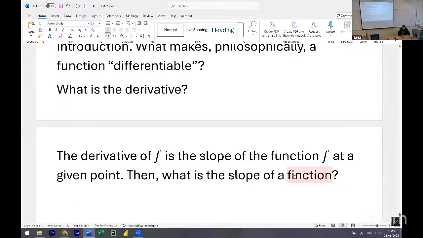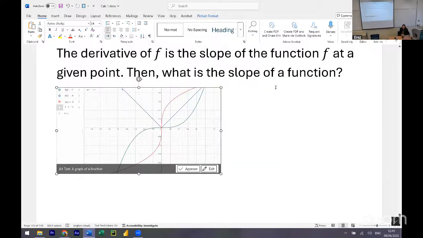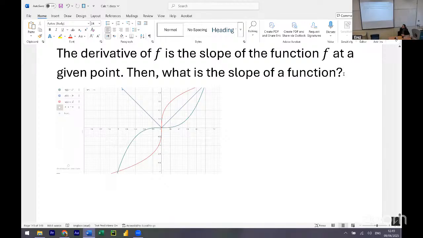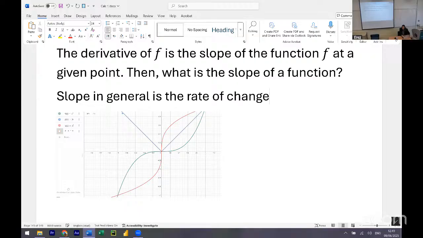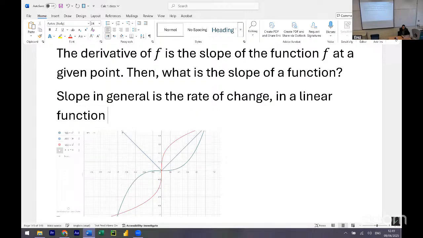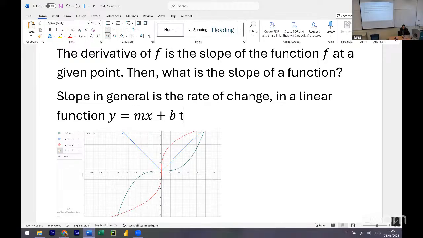So after I said that, I'm getting back to what is the slope of a function? What is the slope of a function? So slope in general is the rate of change. In a linear function y equals mx plus b, the rate is constant, m.